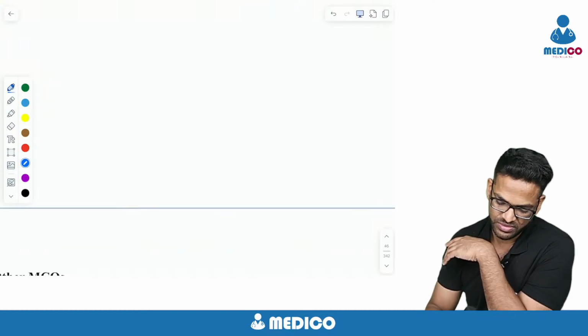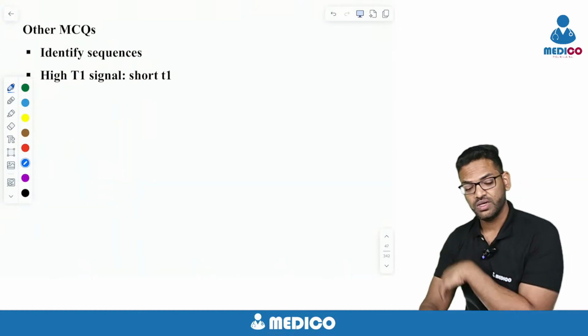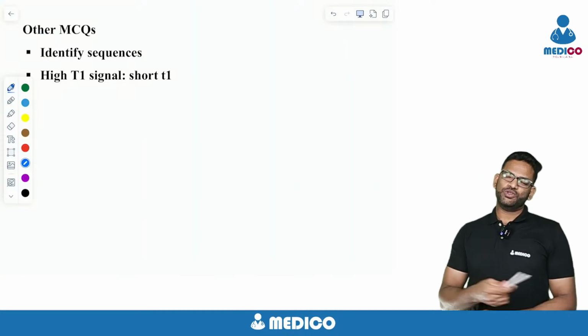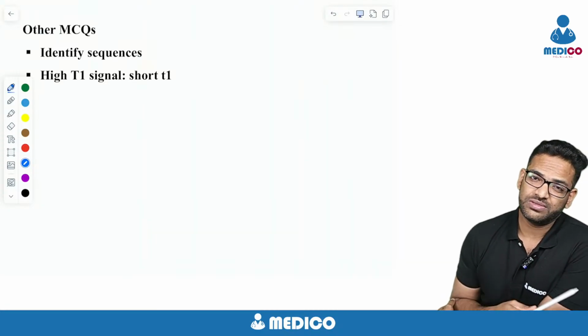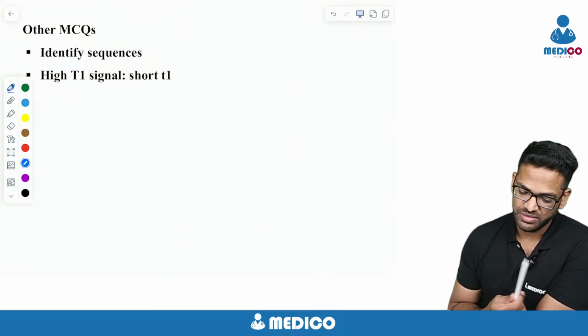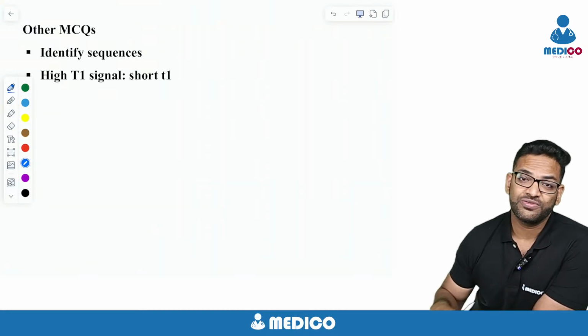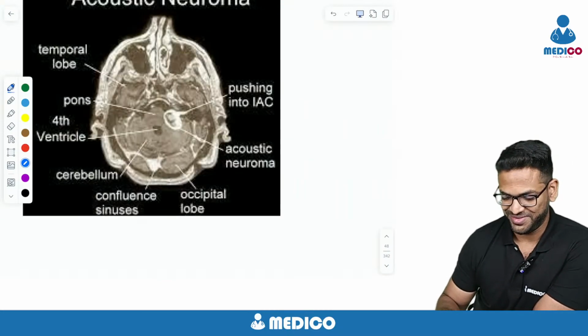So we will go to the next question. Other MCQs which can be derived from this question will be to identify sequences. We'll go to that later. High T1 signal is because of short T1. Now you know it better than me, yeah?